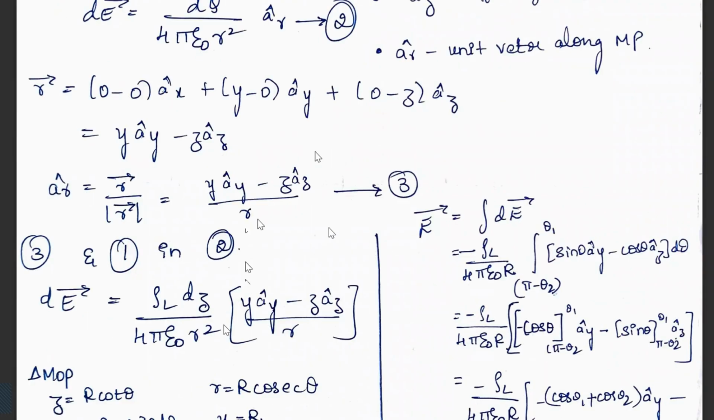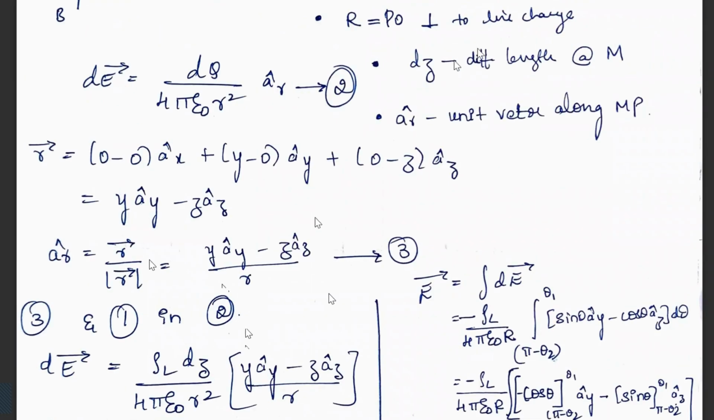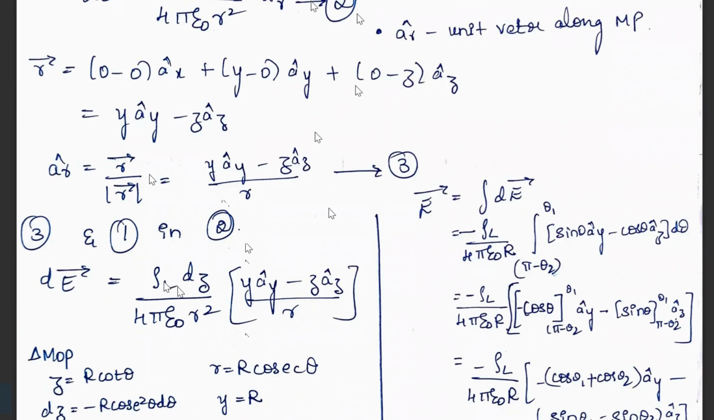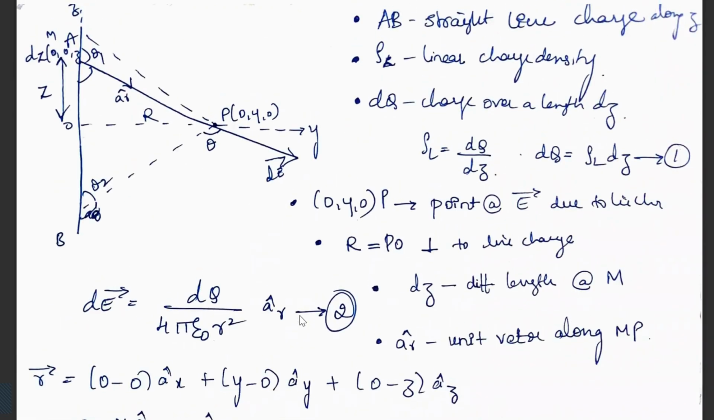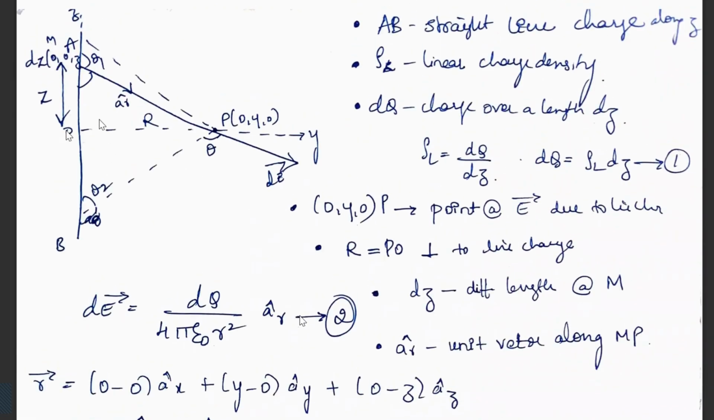Next, substitute this equation 3 and equation 1 we had for dq in the main equation. What do we get? dq we wrote as rho L dz, divided by 4 pi epsilon naught r square, into y ay cap minus z az cap, divided by r. So we have a triangle forming, that is MOP. This is a right angle triangle.